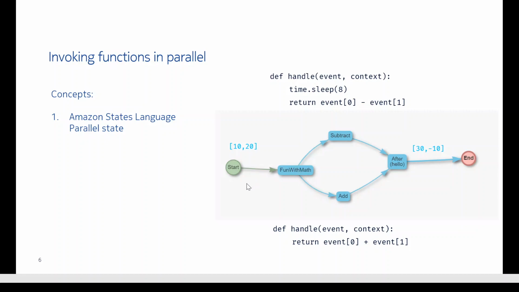So the input to this workflow is going to be two integers given as a list. The workflow will contain two states. First is a parallel state called fun with math, followed by a task state called after. The parallel state will contain two branches. The first one called subtract, which will simply subtract the two integers and sleep for a while. And the other branch will contain a function called add, which will add the two integers. And once both these branches are finished, KNIX will accumulate the output from both into a list and only then invoke the after state.